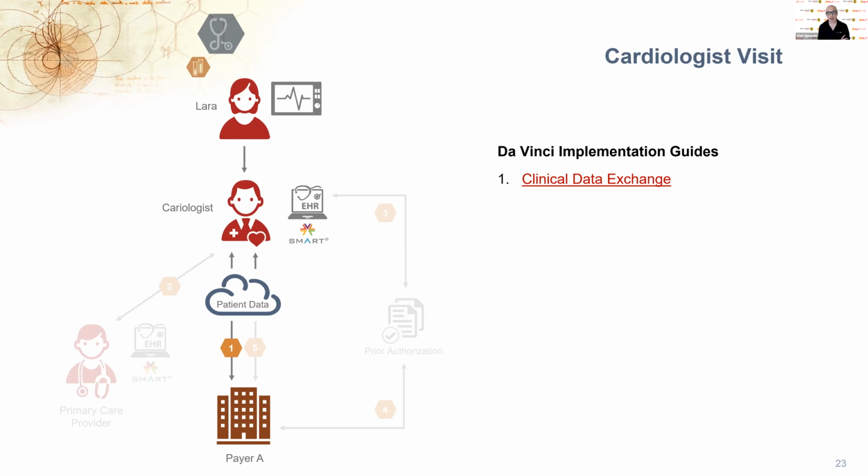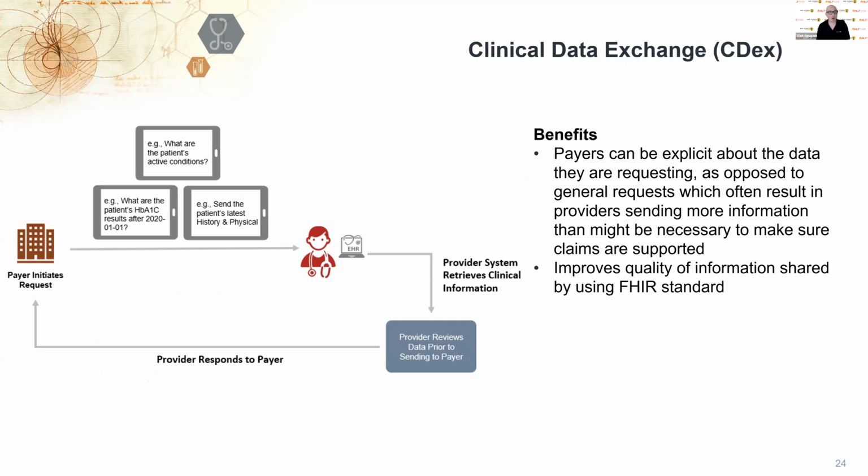And so we developed an implementation guide called Clinical Data Exchange that allows the payer to request this information to support the claim, their post-payment review. And they do that via a FHIR approach where they define FHIR queries, essentially. If I know that, say, the patient has diabetes, I can specifically query for an observation with a LOINC code for hemoglobin A1C.